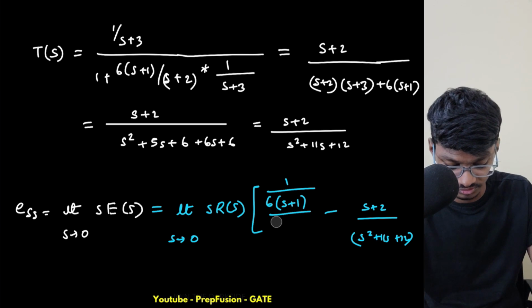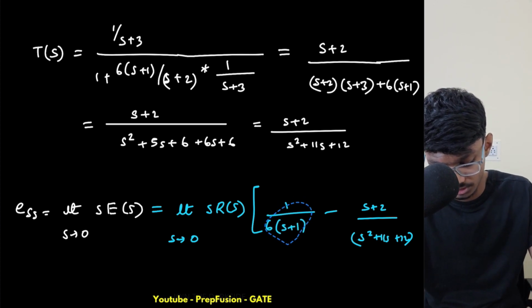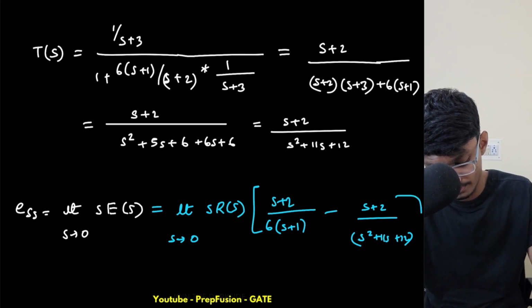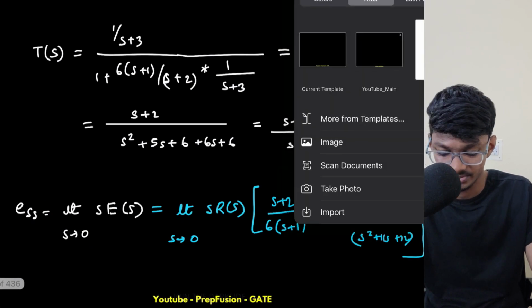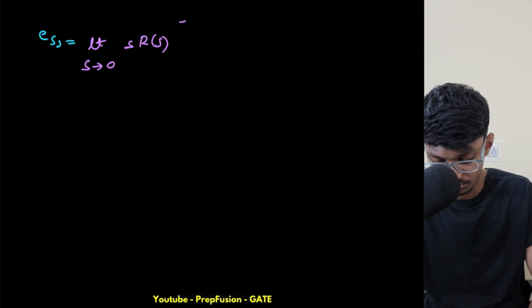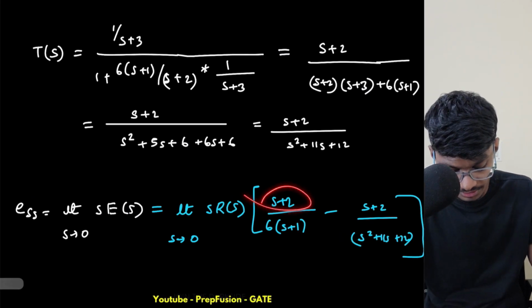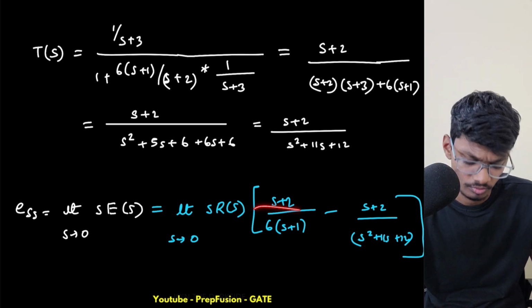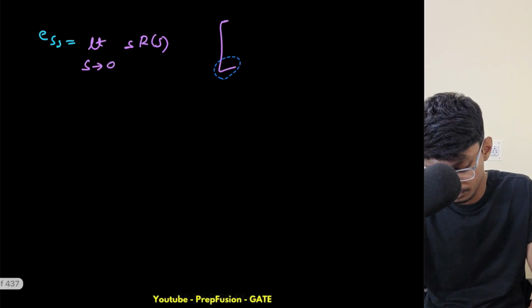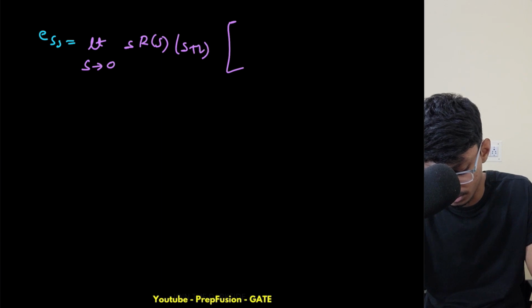I'm just doing it here. You can do the rough calculation by yourself. This s plus 2 will go here. I'm just writing the expression; the question is done itself, it doesn't matter. This is just a theoretical question basically. So my e_ss of s equals limit as s tends to 0 of s r of s. Simply I can take s plus 2 common here. At the end I will put s equals to 0.